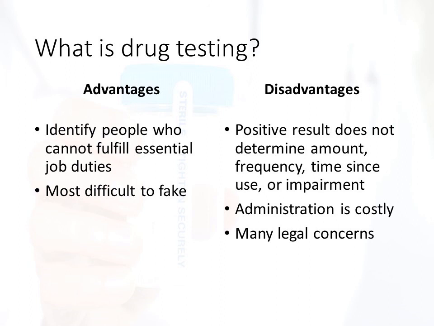Critics of drug testing point out that a positive result really doesn't tell the organization a whole lot about the substance use. The administration of a drug testing program is costly. It can cost anywhere between $50 and $100 per test, and that doesn't include the time and human resources involved in making the program work. Plus, there are a lot of legal concerns around this type of test. It could be one of the more controversial selection tests.